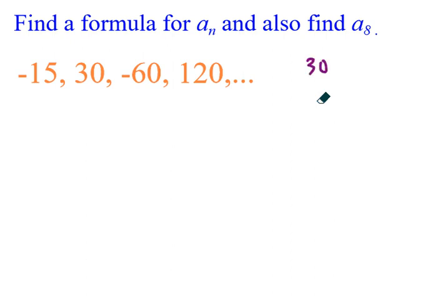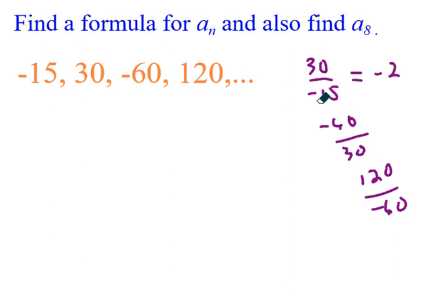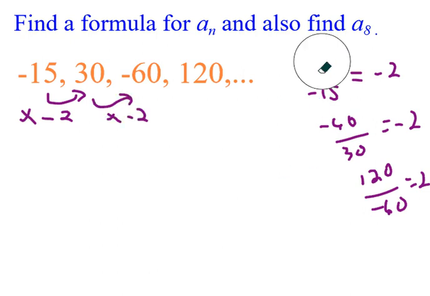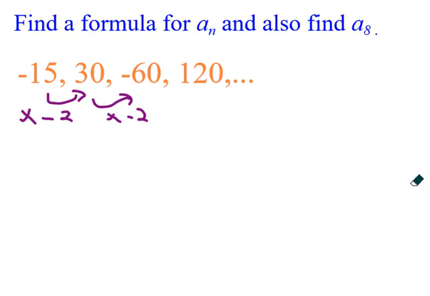So I need to find the common ratio. Again, I can do 30 over -15, and think about -60 over 30, and I could think about 120 over -60. In each case, I get -2. That's my common ratio. And maybe you can just look at that and see it. That's fine. You can say, oh, I know, I'd multiply by -2, and then again, times -2. So what we know is that our common ratio is -2, and our first term is -15.